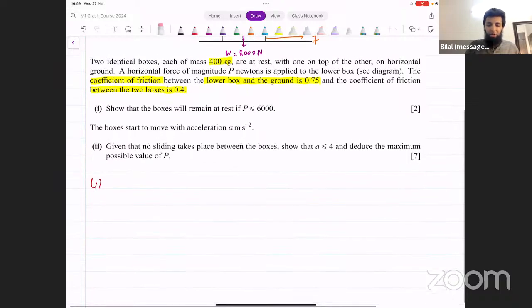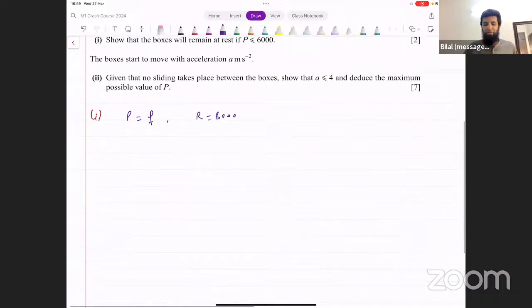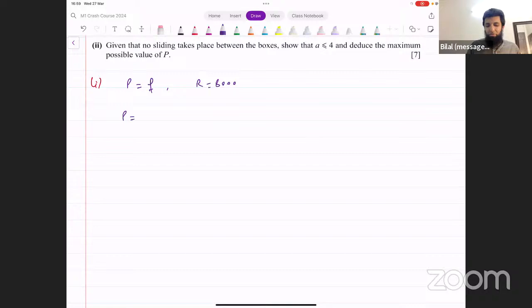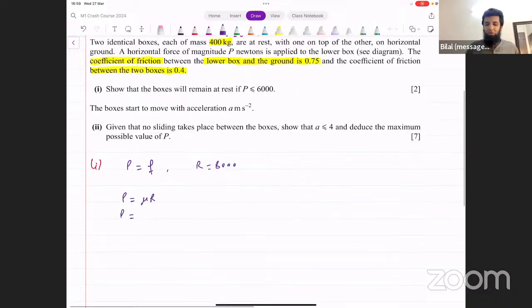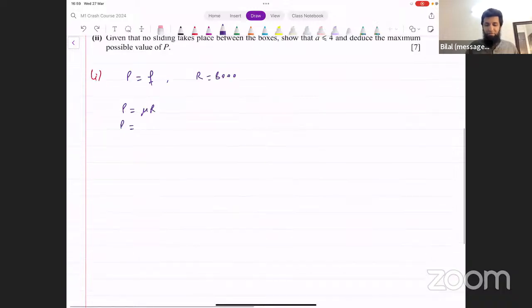Consider limiting equilibrium with the object just about to move towards the left side. And just write that down directly. If the objects are just about to move towards the left side, what are the opposite forces acting? P is equal to F and R is equal to 8,000. Now, if it's limiting equilibrium, friction is going to be equal to mu R. What's the value of mu? Coefficient of friction between the lower box and the ground, that's 0.75. So we say P equals 0.75 into R, that's 8,000. P turns out to be equal to 6,000 Newton.